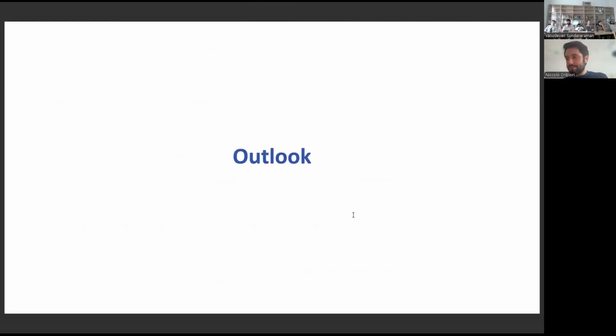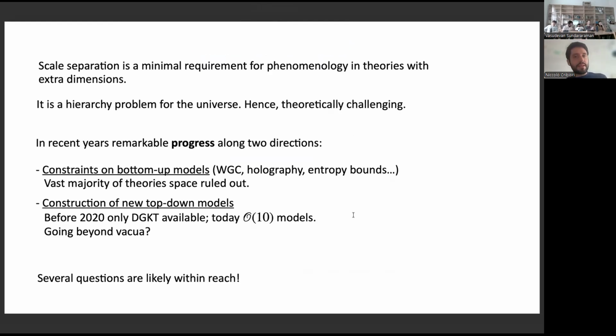So to conclude, scale separation is a minimal requirement for phenomenology in theories with extra dimensions, like string theory. And it's a kind of hierarchy problem for the universe. And as any hierarchy problem, it's challenging theoretically. So we have to explain why we see very, very small numbers or very, very large hierarchies. And we have to explain from first principles, and we don't know what these principles are.